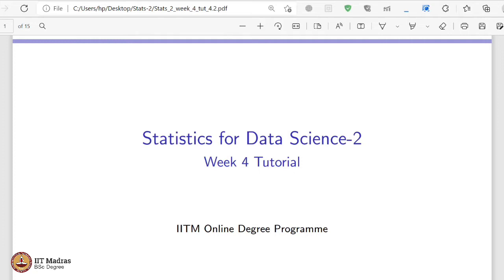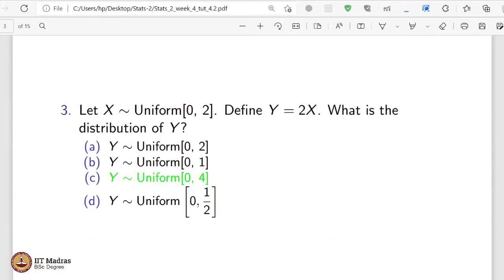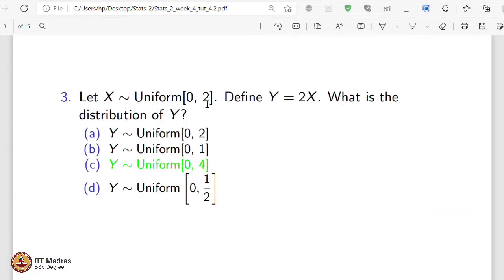So the first question of this tutorial is: we have been given a random variable x with uniform distribution from 0 to 2, and we have defined a random variable y that is equal to 2x. So we have to get the distribution of y.